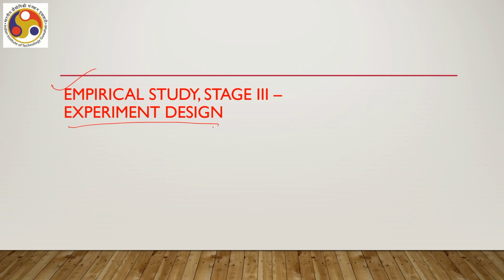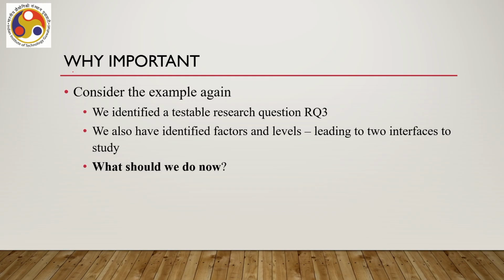This is the most important and crucial stage in the overall empirical study or empirical evaluation process. So, why is it important? Let us try to understand. Consider the previous example that we were talking about. We identified a testable research question RQ3, which one is faster. We also have identified factors and levels, that is the independent variable and its levels, leading to the two interfaces to study, one is our proposed interface, other one is the existing interface.